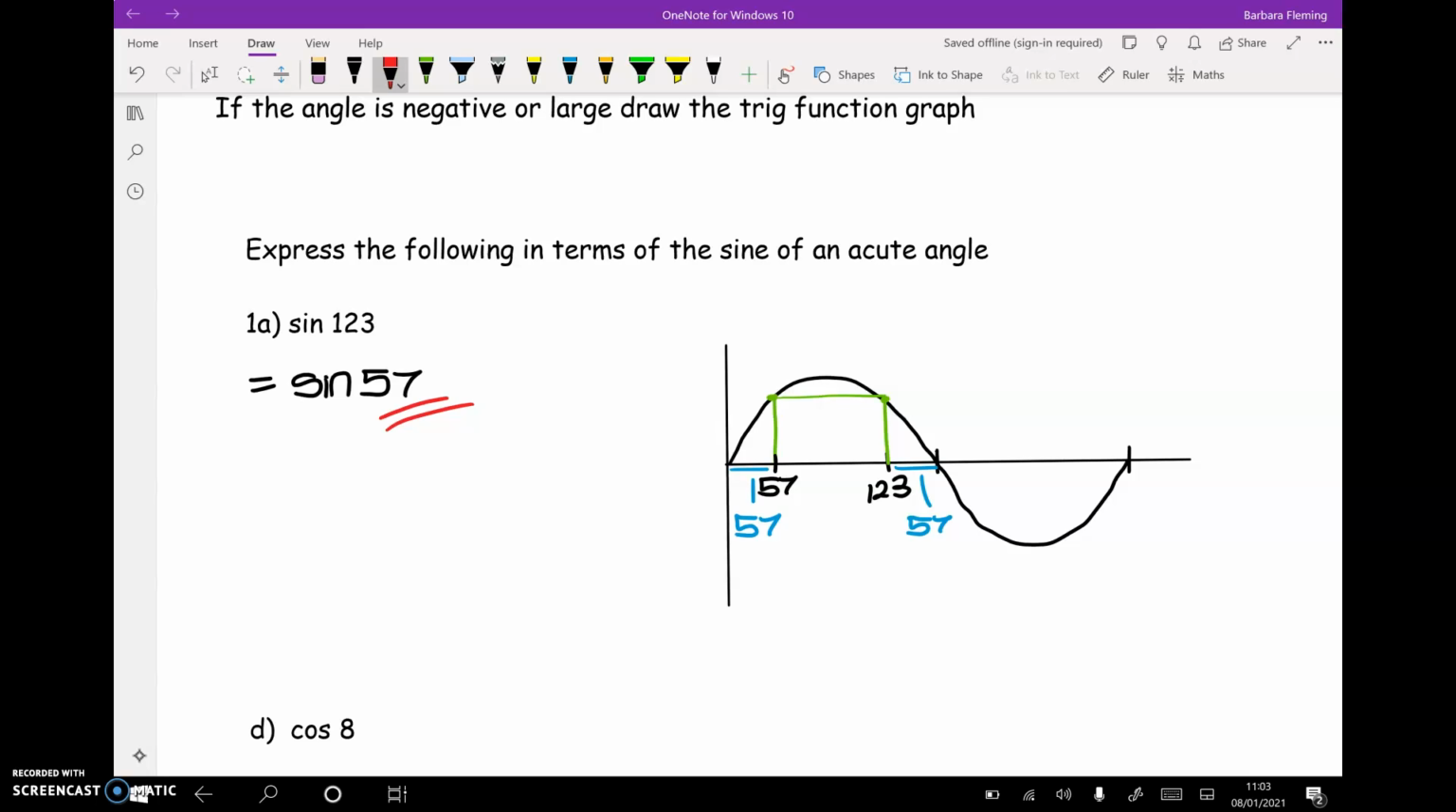Type them into your calculator to see. Sine 123 equals 0.8386. I wasn't too far off. Sine of 57, the exact same answer.